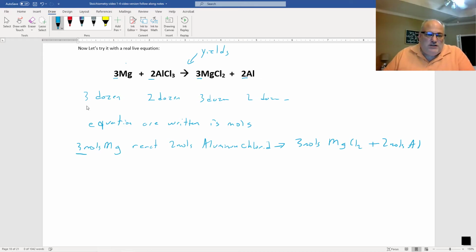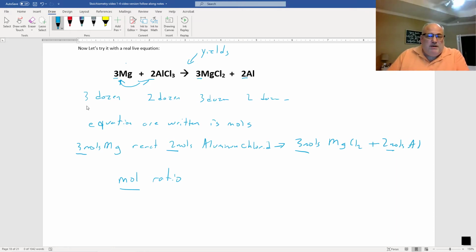Now this 3, 2, 3, 2 resonates with us, because if I have the coefficients in a balanced equation, if I tell you how many moles I have of any of these things, I can figure out how many moles of everything else I have as well. This right here is a 3 to 2 ratio. Now, these ratios have a special name. We call them mole ratios. And I know that is super clever because they are the ratio of the moles of each of these things.